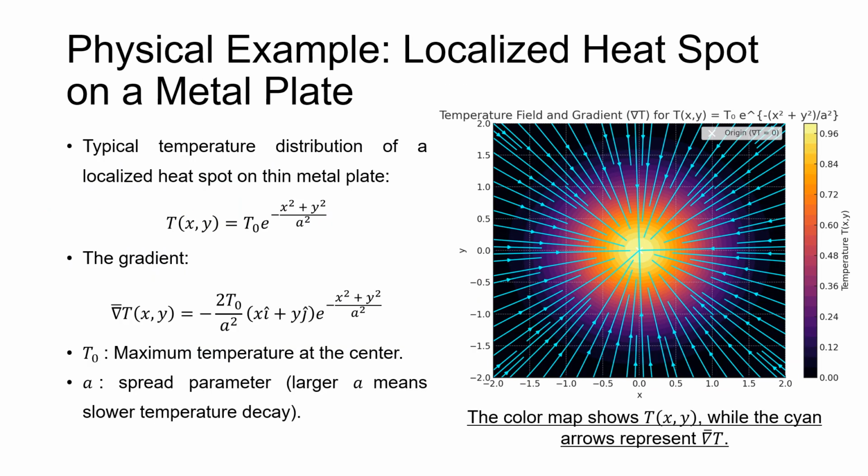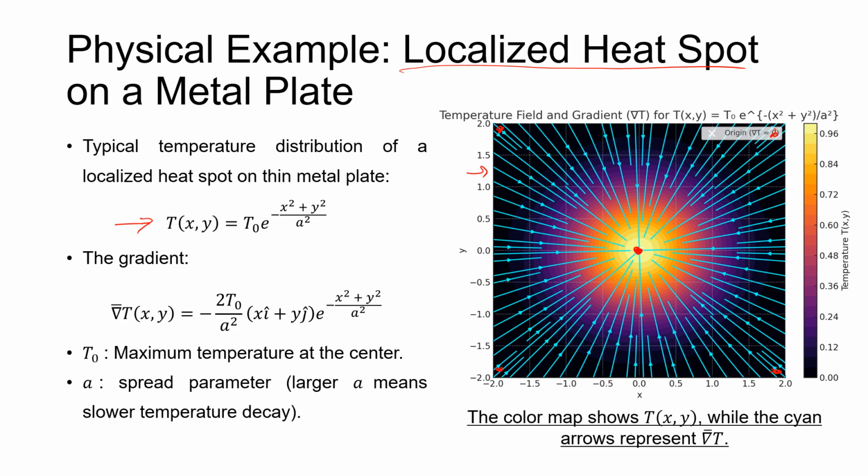Now let's have a physical example from thermodynamics to understand the gradient. It is a localized heat spot, so we have a heat spot in the middle here, and this is just a metal plate. What will happen if you make a localized heat spot? You will have heating in the middle, which will raise the temperature, and gradually when you move towards the outside, your temperature will decrease. Of course, the farthest point will have minimum temperature, and in the center you will have maximum temperature. And this is defined by the function T here.